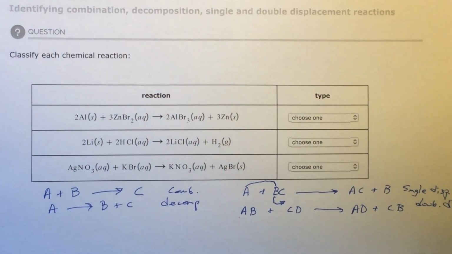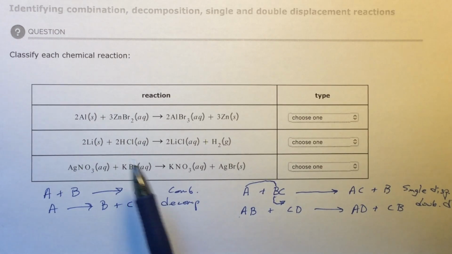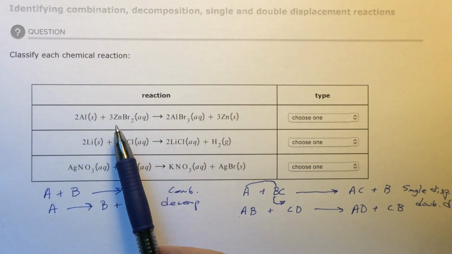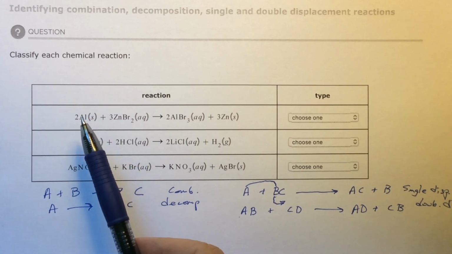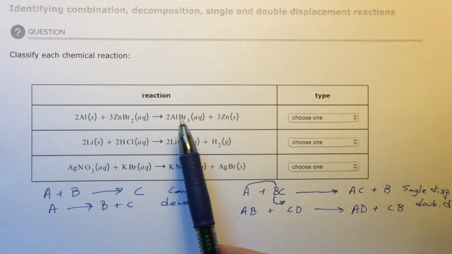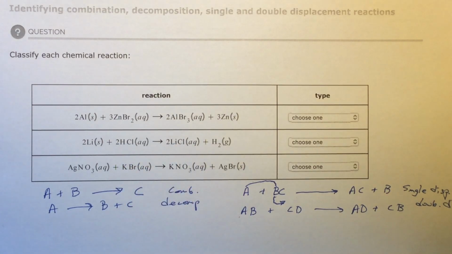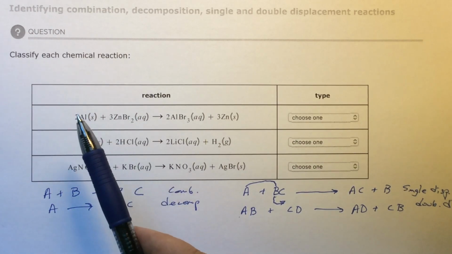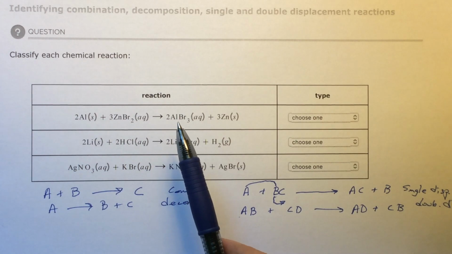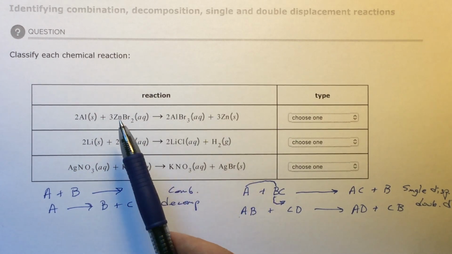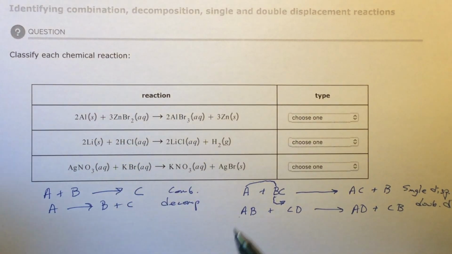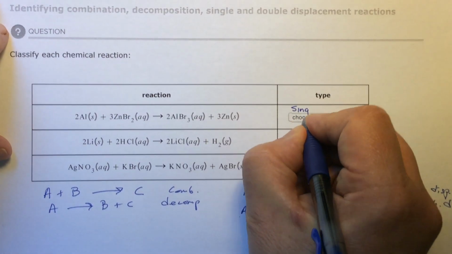All right, so they're going to give you three and ask, what do you see? These are all random, so who knows what they are. The first one I see is I've got one element and one compound, and the element becomes part of the compound, and then I end up having zinc by itself. So what do you think? It's not combining, it's not decomposing. There aren't two compounds. It's a single element and a compound, and the single element is embedded in the compound, releasing the one that used to be in it. So this is a single displacement.